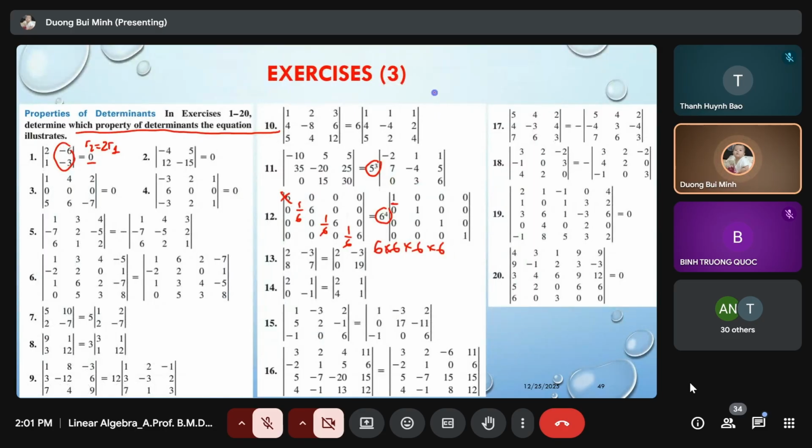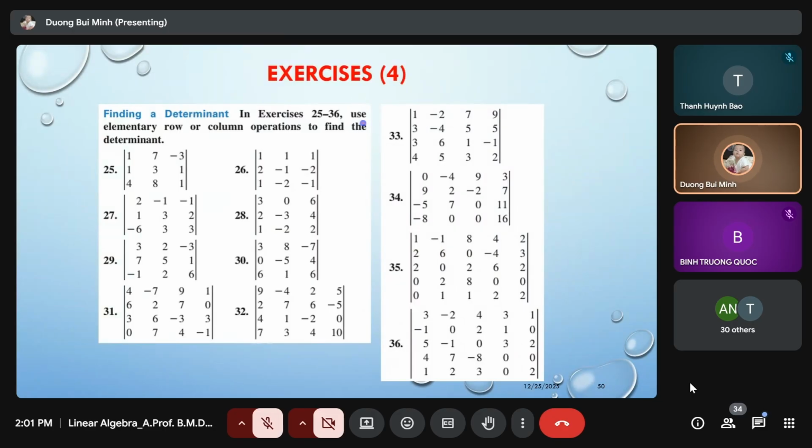Because we know if we have c times Ri related to Ri, the determinant of A is 1 over c times the determinant of B. So if we multiply by 1 over 6, you get 6. If you do it 4 times like this, you get 6 to the power of 4, and similarly for this one. We find determinants using elementary row or column operations. Very easy.